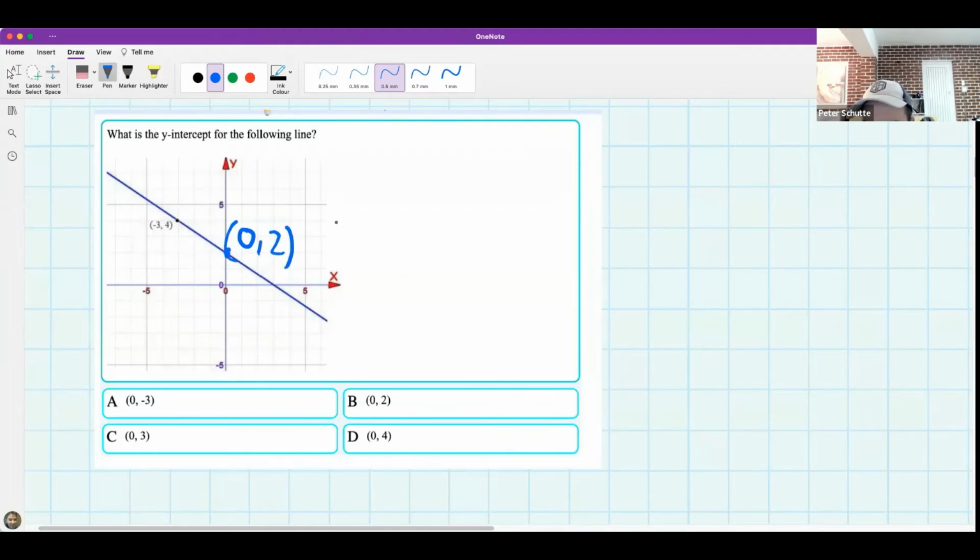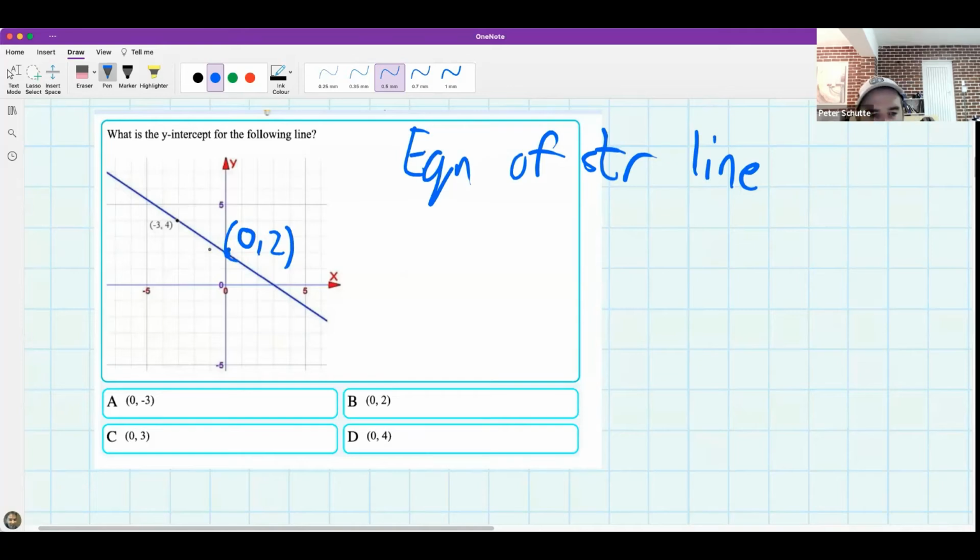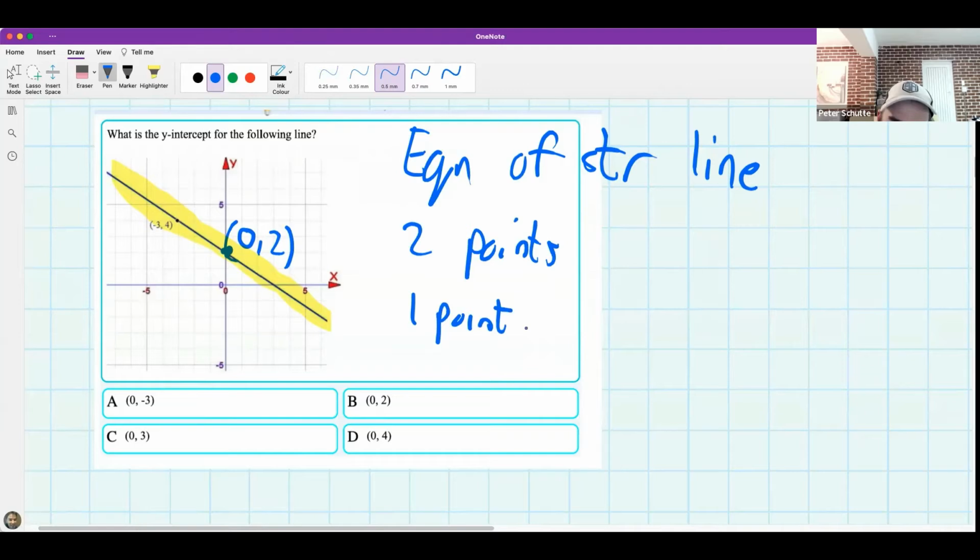Now, the reason I'm doing these questions is the second part of the lesson I want to do now is, how do you find the equation of a straight line? And so now that you've identified the y-intercept, in this particular question, if I said to you, what is the equation of this line, you need to feel comfortable doing that. And in order to find the equation of a line, there's two things. You need either 2 points, or you need 1 point and the gradient. So what I'm going to do is I'm going to show you now how I would find the equation of a straight line, and then I'm going to give you a chance to practice this.